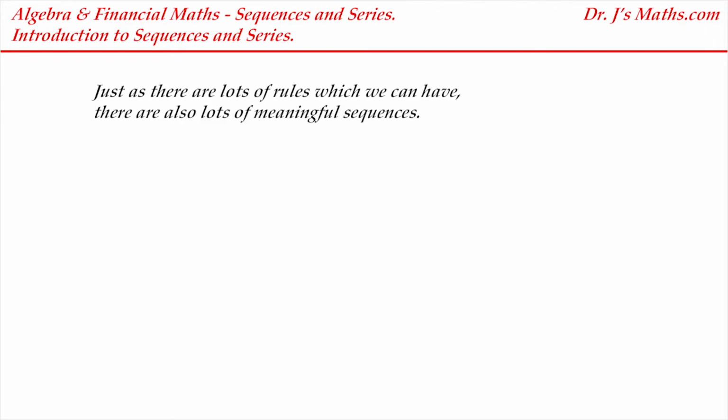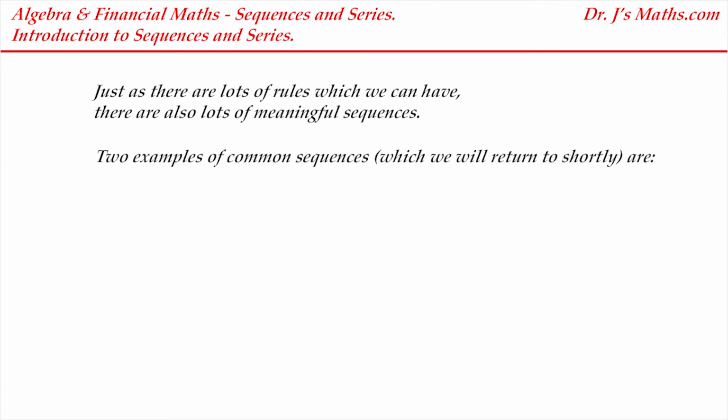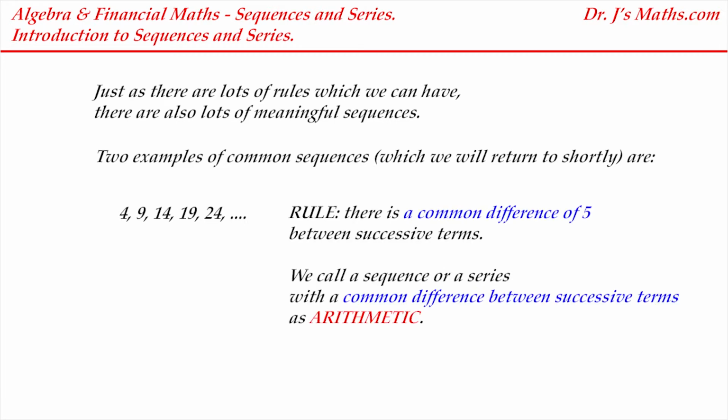Just as we can have lots of rules in terms of our mathematics, we can also have lots of meaningful sequences. In other words, there are rules between them. Two common sequences, which we will return to shortly, are 4, 9, 14, 19, 24 as an example of one of these. And notice that the rule here is that there is a common difference of 5 between successive terms. We call such a sequence or a series with a common difference between successive terms arithmetic.